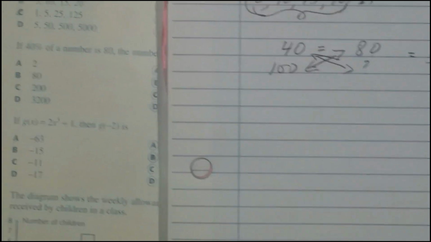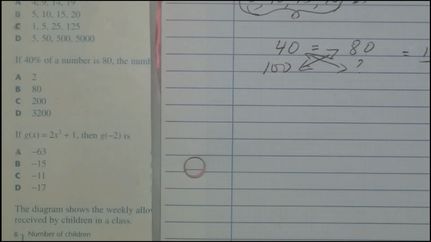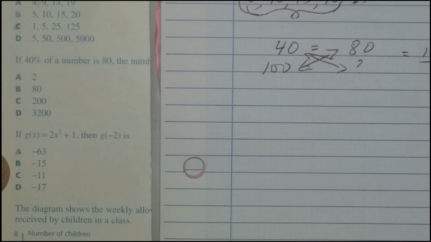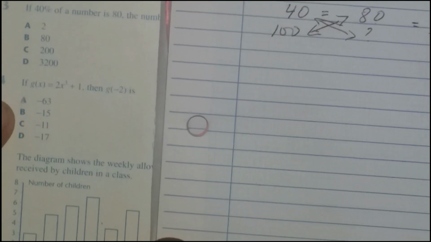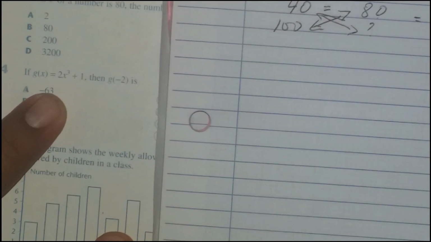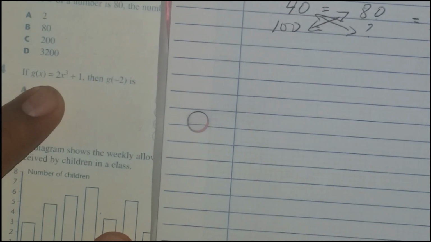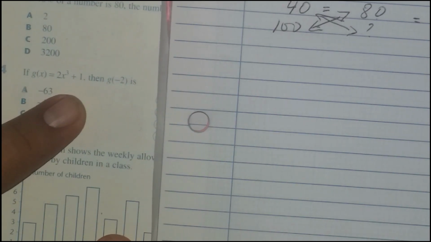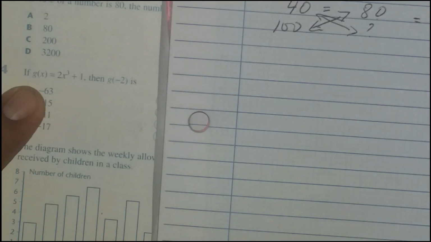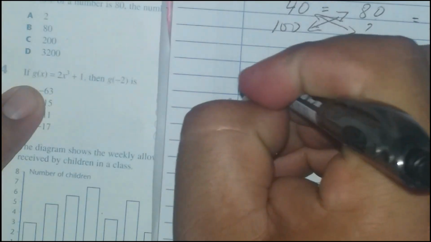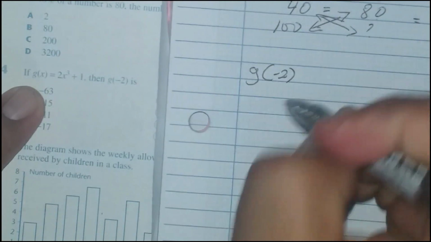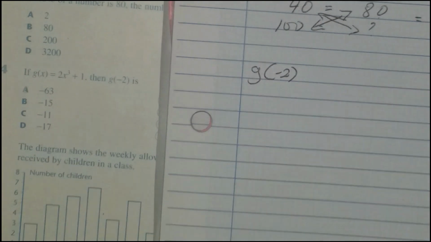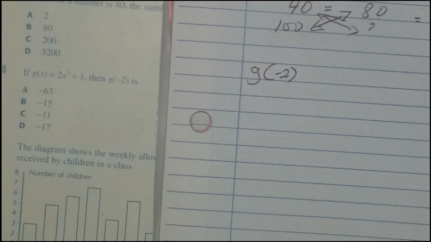Number 4 says, if g of x equals 2x cubed plus 1, then g of negative 2 is... here we have algebra, g of negative 2, right? We have a bit of algebra.